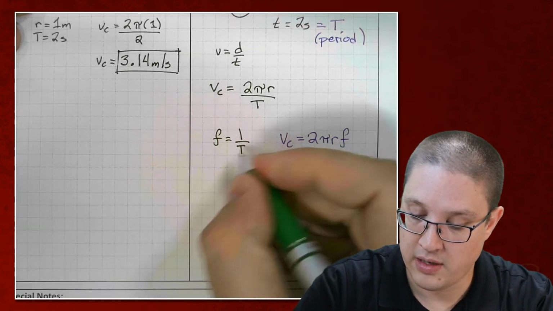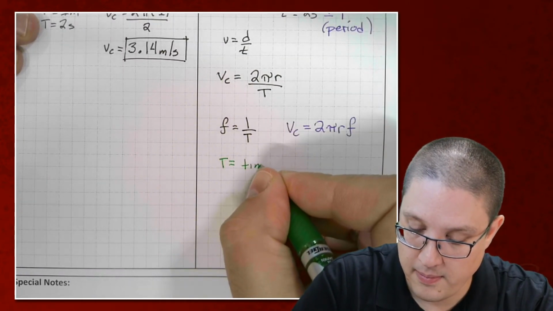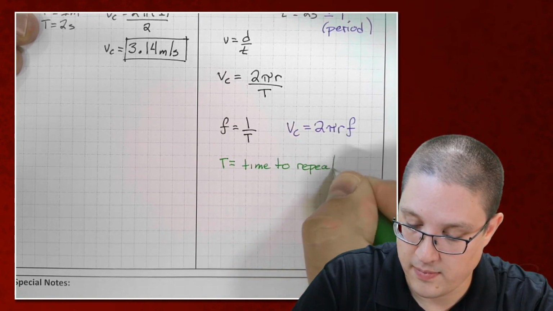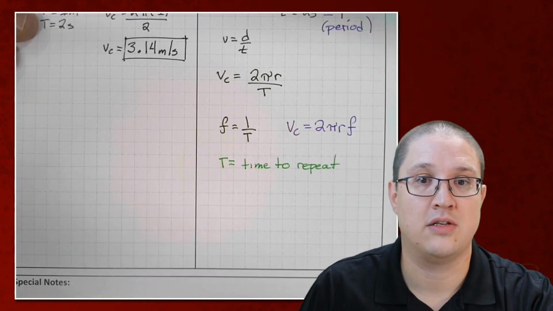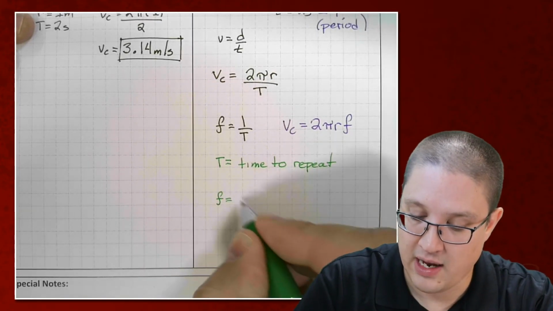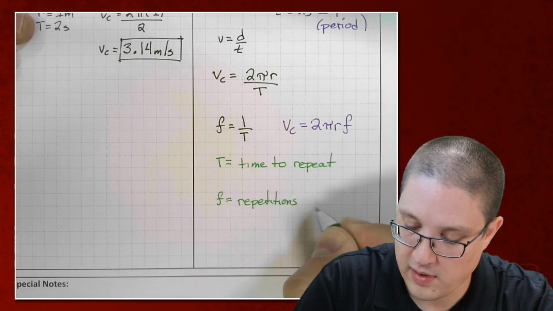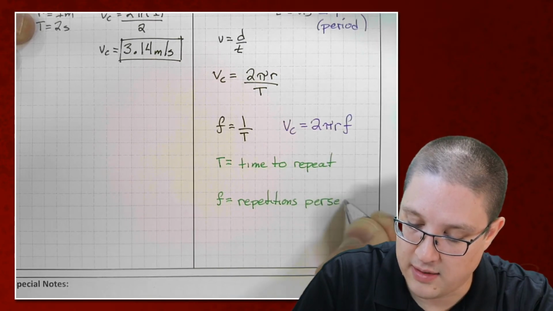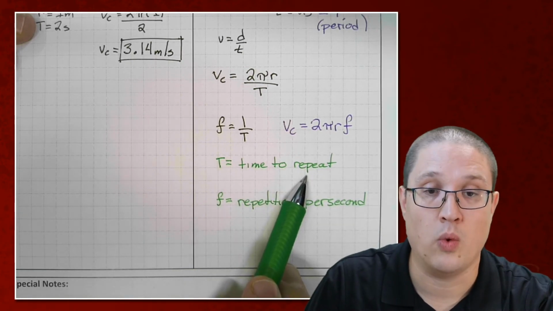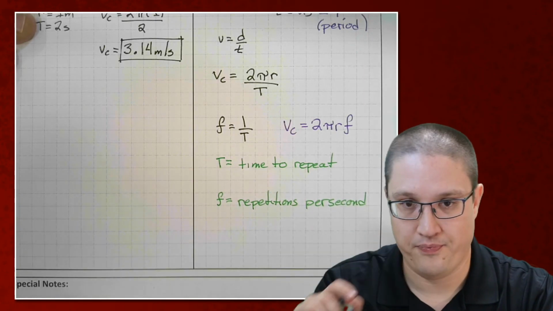And again, a reminder, period is the time to repeat, or how many seconds it takes to repeat the pattern. The frequency is how many repetitions per second. Okay, how long it takes to repeat once, or how many times you can repeat in 1 second.